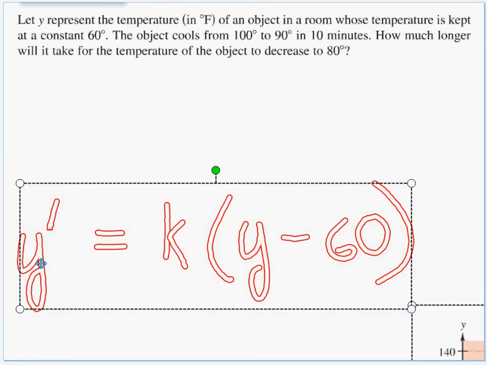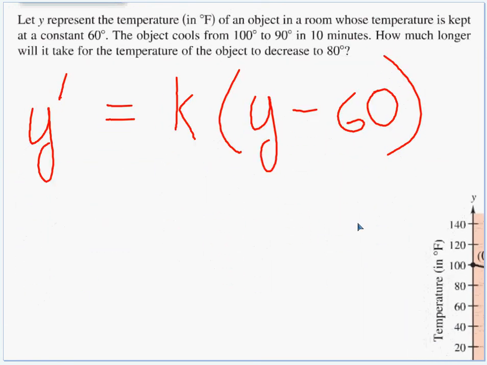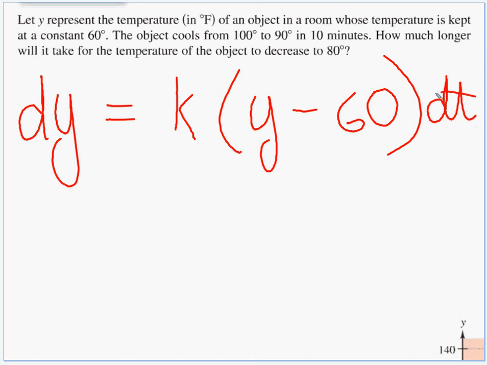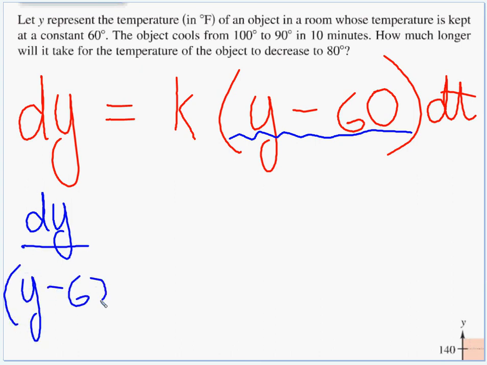And let's move this up here. And of course, we're going to take out the y prime, replace that with dy/dt. And since dt is on the bottom, we'll multiply both sides by that dt. So now it's on the other side. And to get this quantity on the other side, we're going to divide both sides by that quantity. So dy divided by the quantity y minus 60 is equal to k dt.